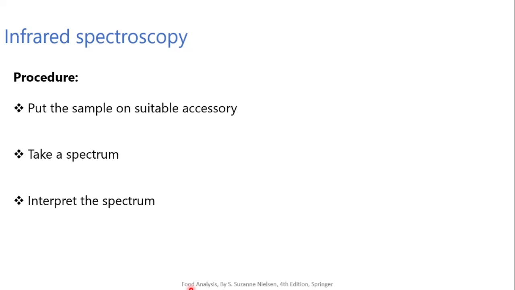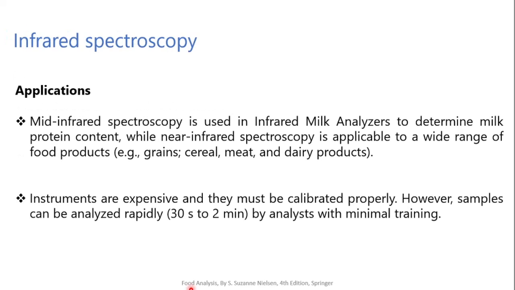So this is the procedure for analyzing the sample by using IR spectroscopy. Then what are the applications? The mid-IR spectroscopy is used in infrared milk analyzers to determine the milk protein content, while the near-IR spectroscopy is applicable to a wide range of food products, for example, grains, cereal, meat and dairy products.